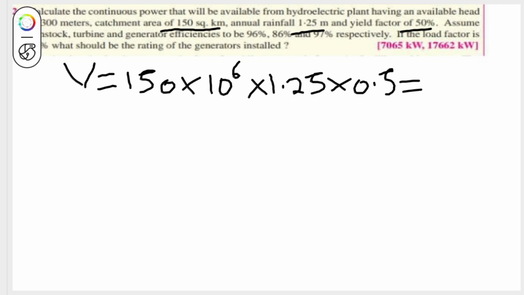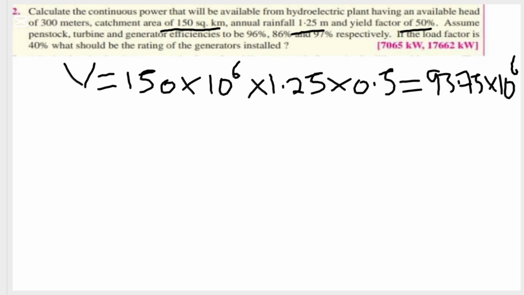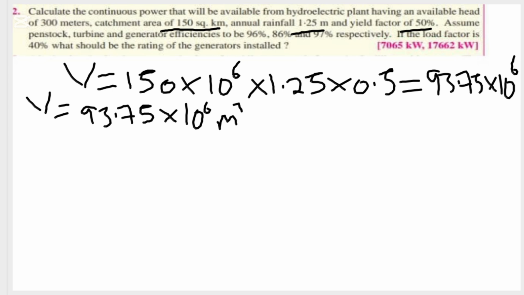So if I say 150, the annual water that is available, times 1.25 times 0.5, at the end I'll get 93.75 times 10 raised to the power of 6. So my new V is 93.75 times 10 raised to the power of 6 meter cube. So I've already found the value of my V.